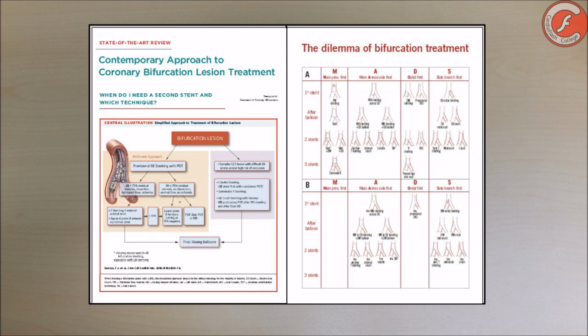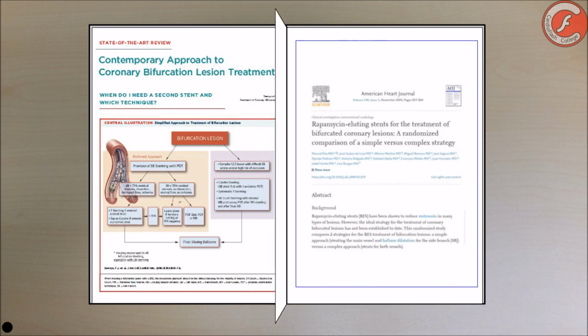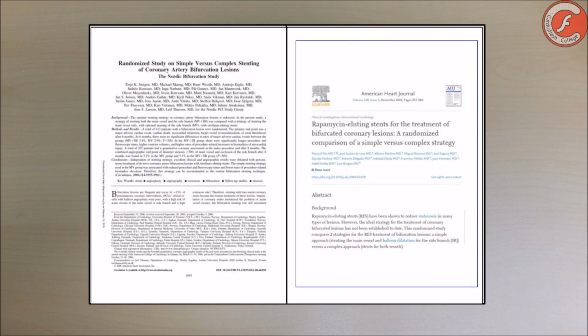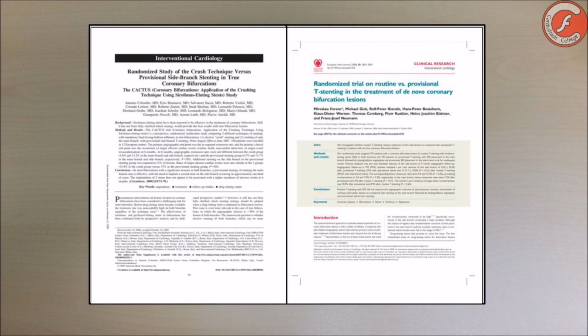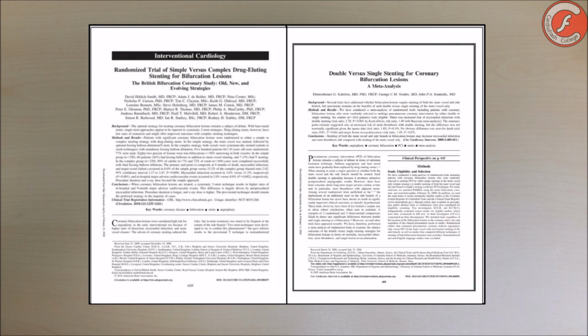Then comes the next question. What strategy must be chosen? A simple strategy with one stent, also known as provisional stent technique, or a complex strategy with two stents? Different studies have demonstrated that the provisional stent technique is easier for the operator, has less risk of peri-procedure complications, and gets a lower rate of cardiovascular events in the follow-up.